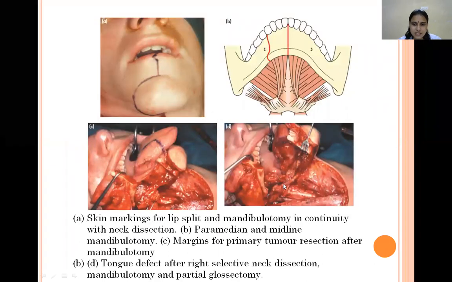This is a picture showing you the commando operation. The lip split incision is given, where mandibulotomy will also be done in continuation with the neck dissection.